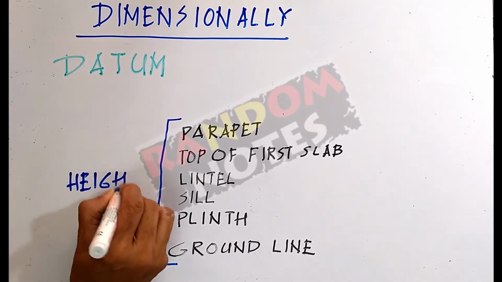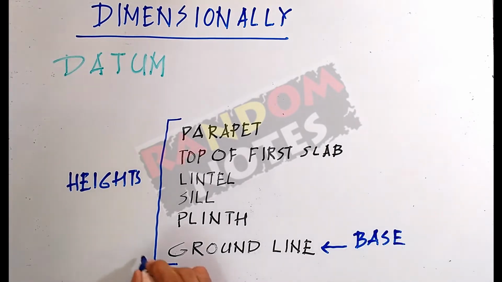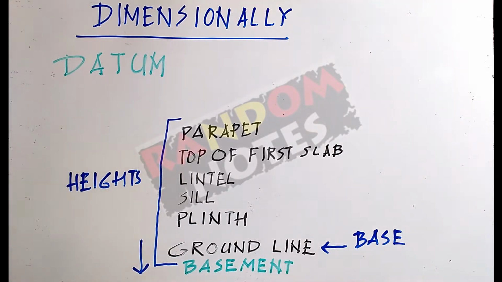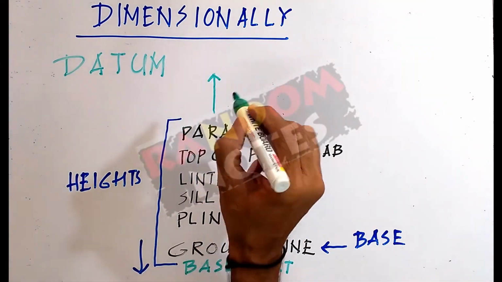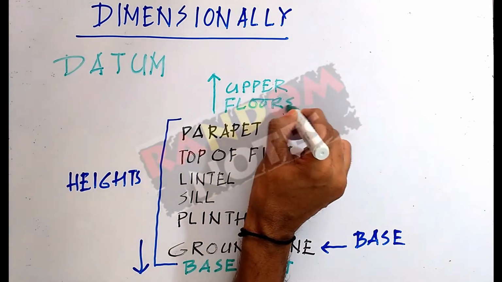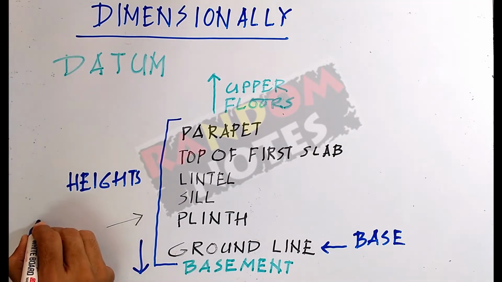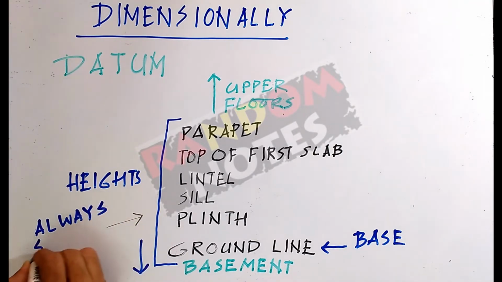All these are basically identifying the heights of these elements, and the ground line is the base for these heights. There can also be a basement in the building, and that will also get identified with reference to the base, that is the ground. And if there are more floors, they may also have similar reference lines. Always make these datum lines first and then start detailing the section.